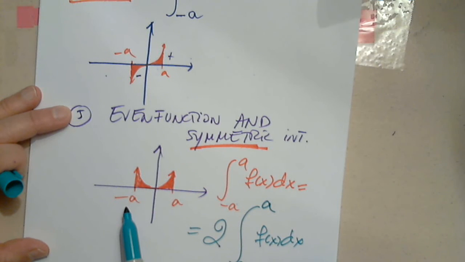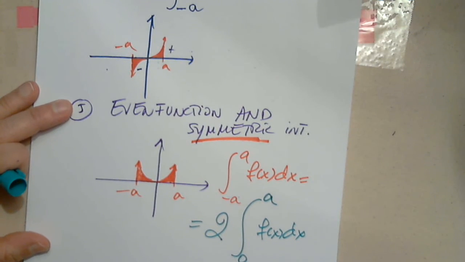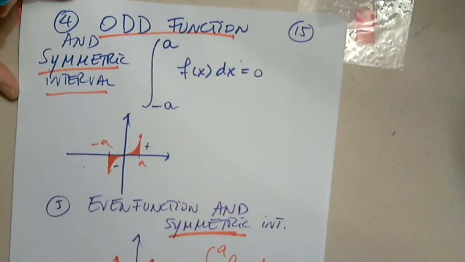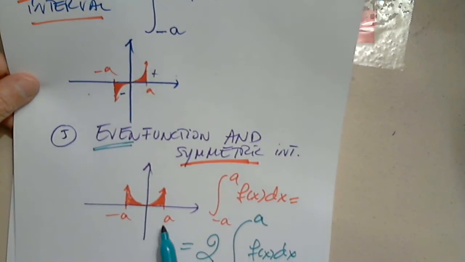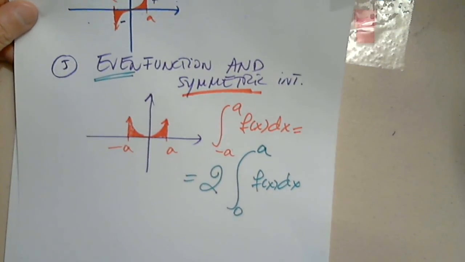And this is so much easier. You don't want to plug in the function negative a. It's so much easier to plug in 0. So yes, we like that. Whenever we notice that the function is even and the interval is symmetric, we would like to change this into this immediately. Good.